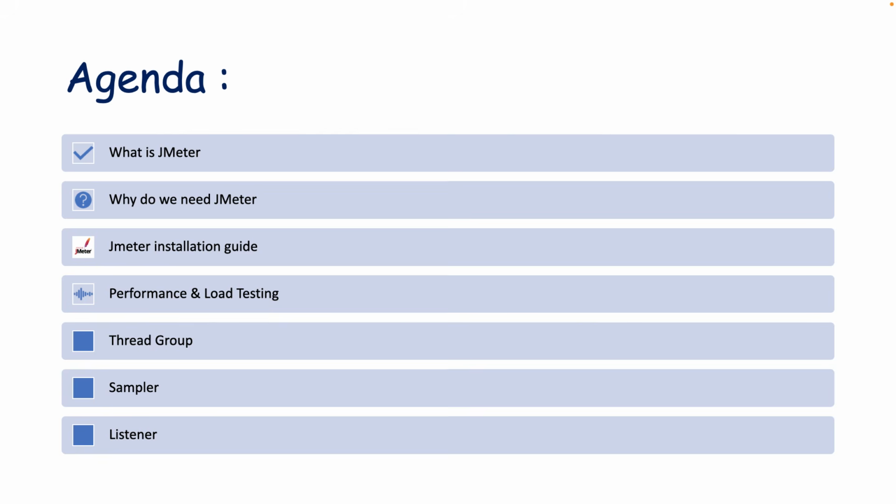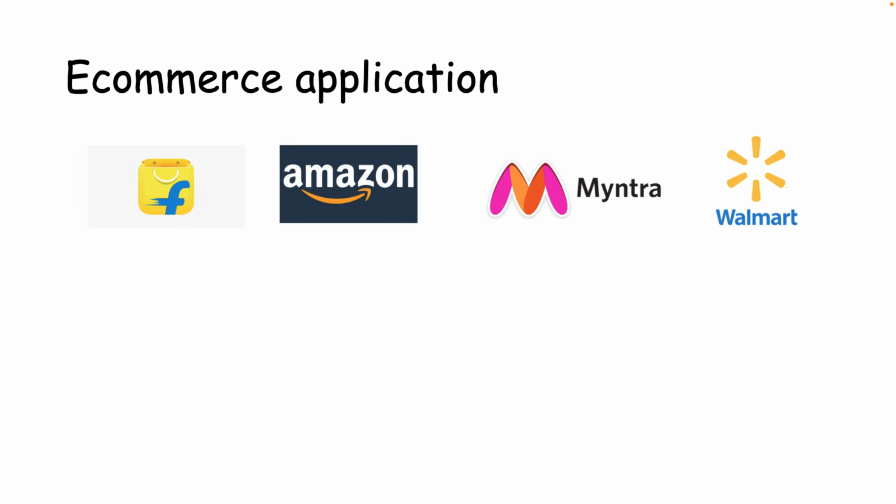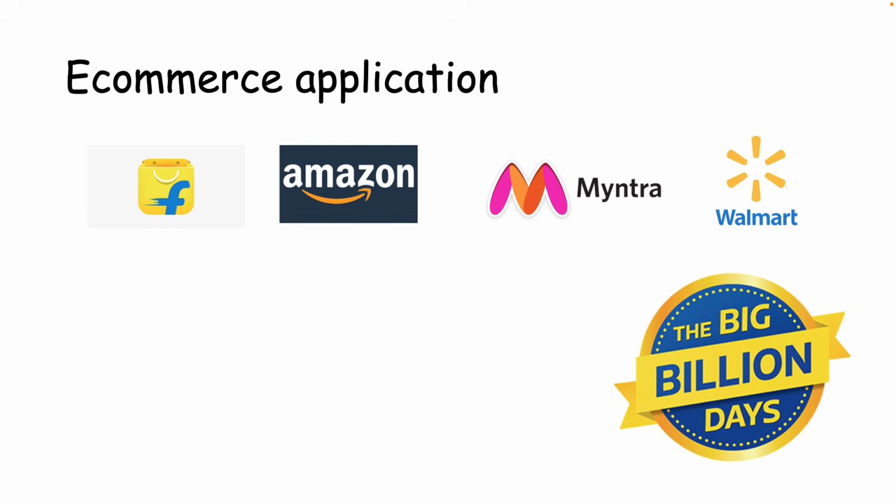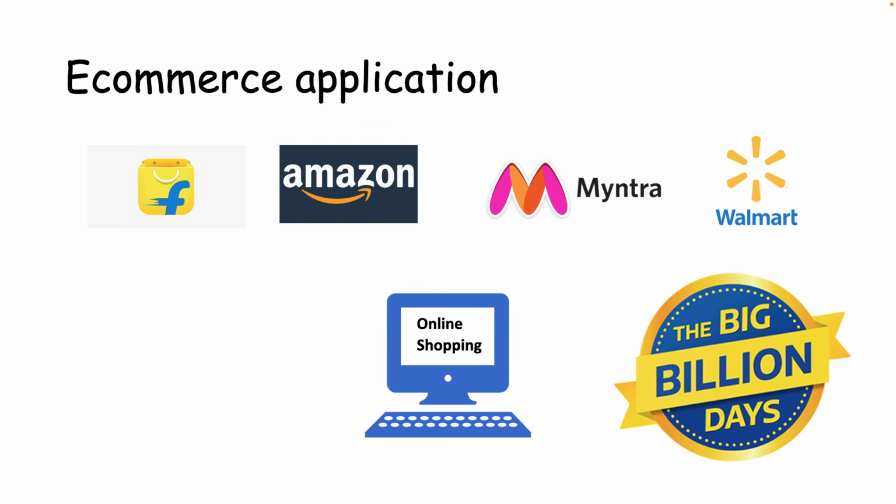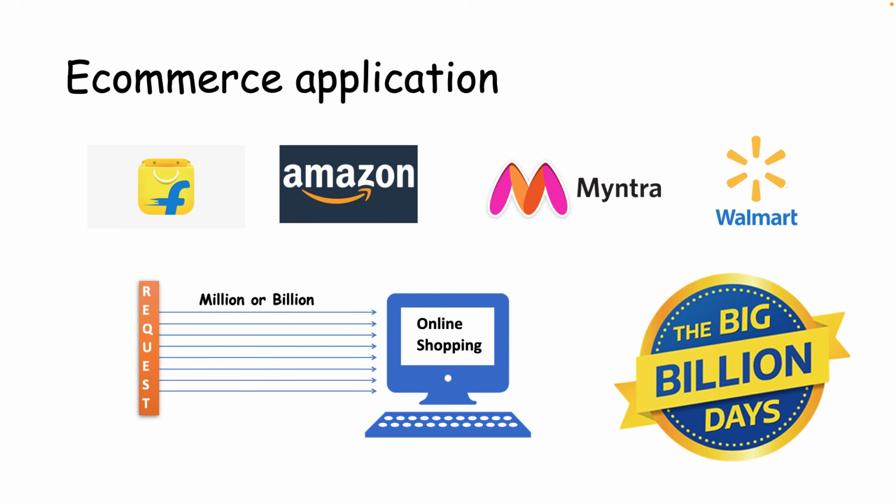Let me simplify the need for JMeter by taking another scenario. As you know, in the market there are a few e-commerce applications like Flipkart, Amazon, Myntra and Walmart, right? And they usually have a big billion day once a year, and all the customers eagerly wait for that day. So in that time period, they will receive a huge number of requests per second because millions or billions of customers keep attempting to purchase something. Now in that situation, their application should be capable of handling millions or billions of concurrent requests. If not, definitely the server will crash and there will be a huge revenue impact, isn't it?